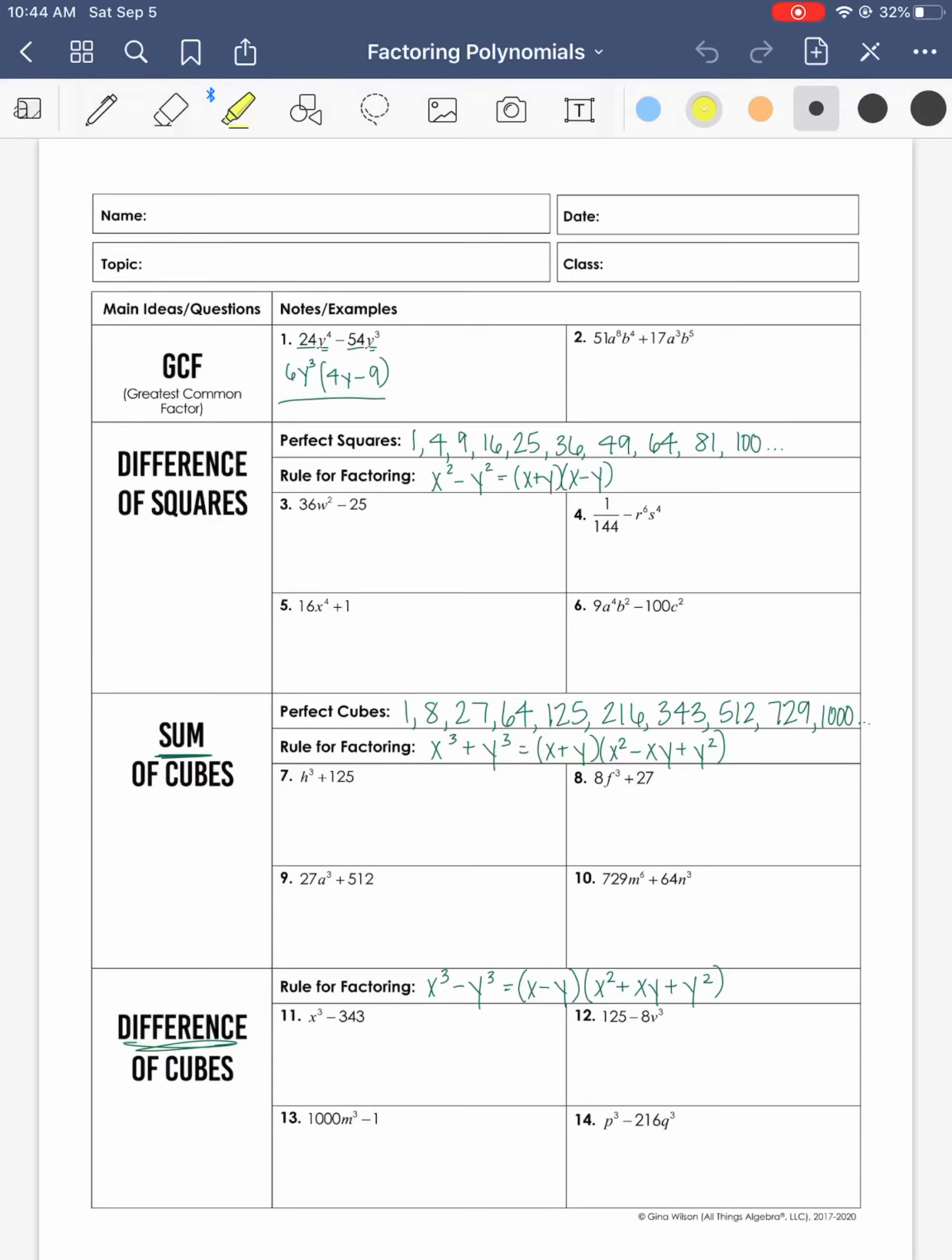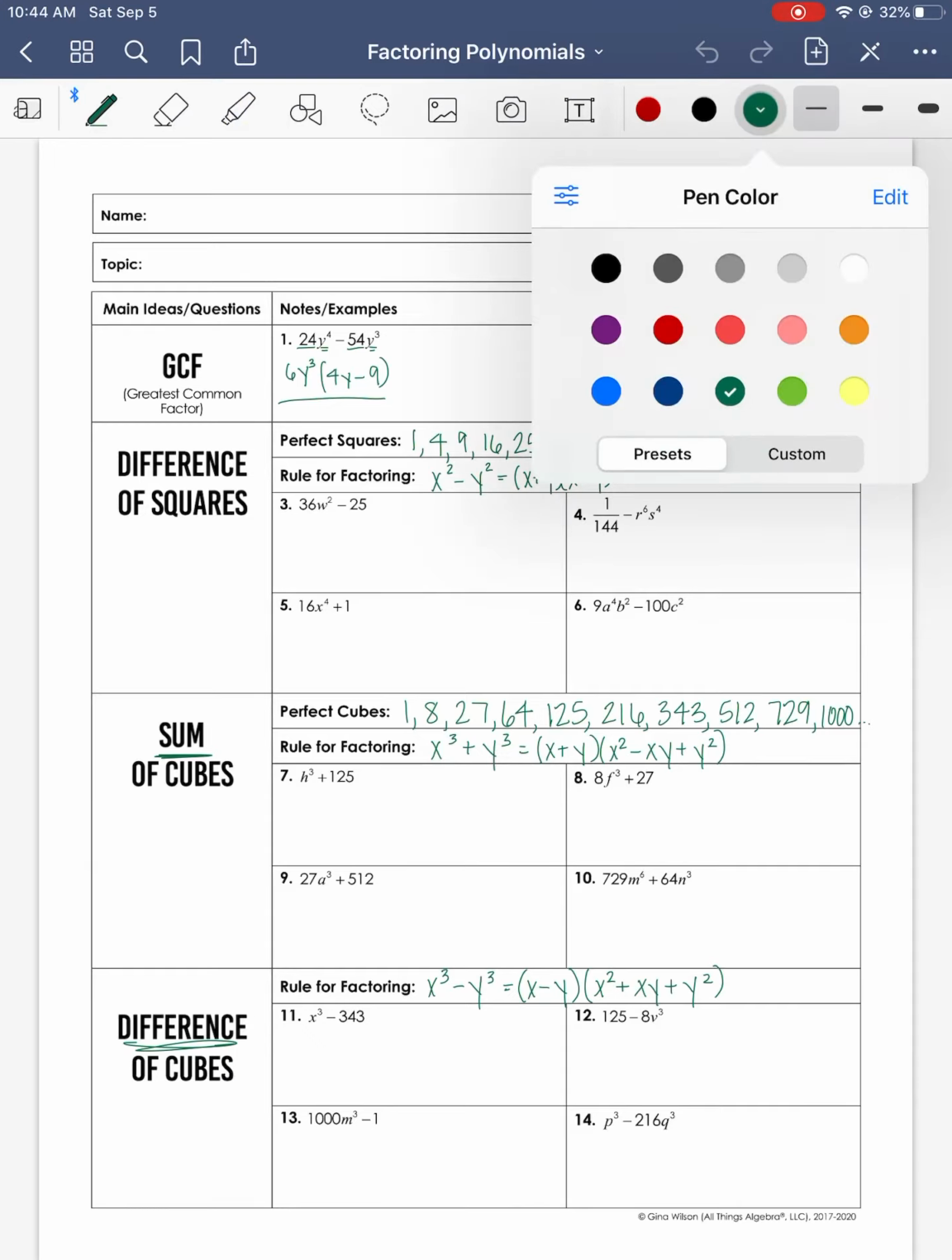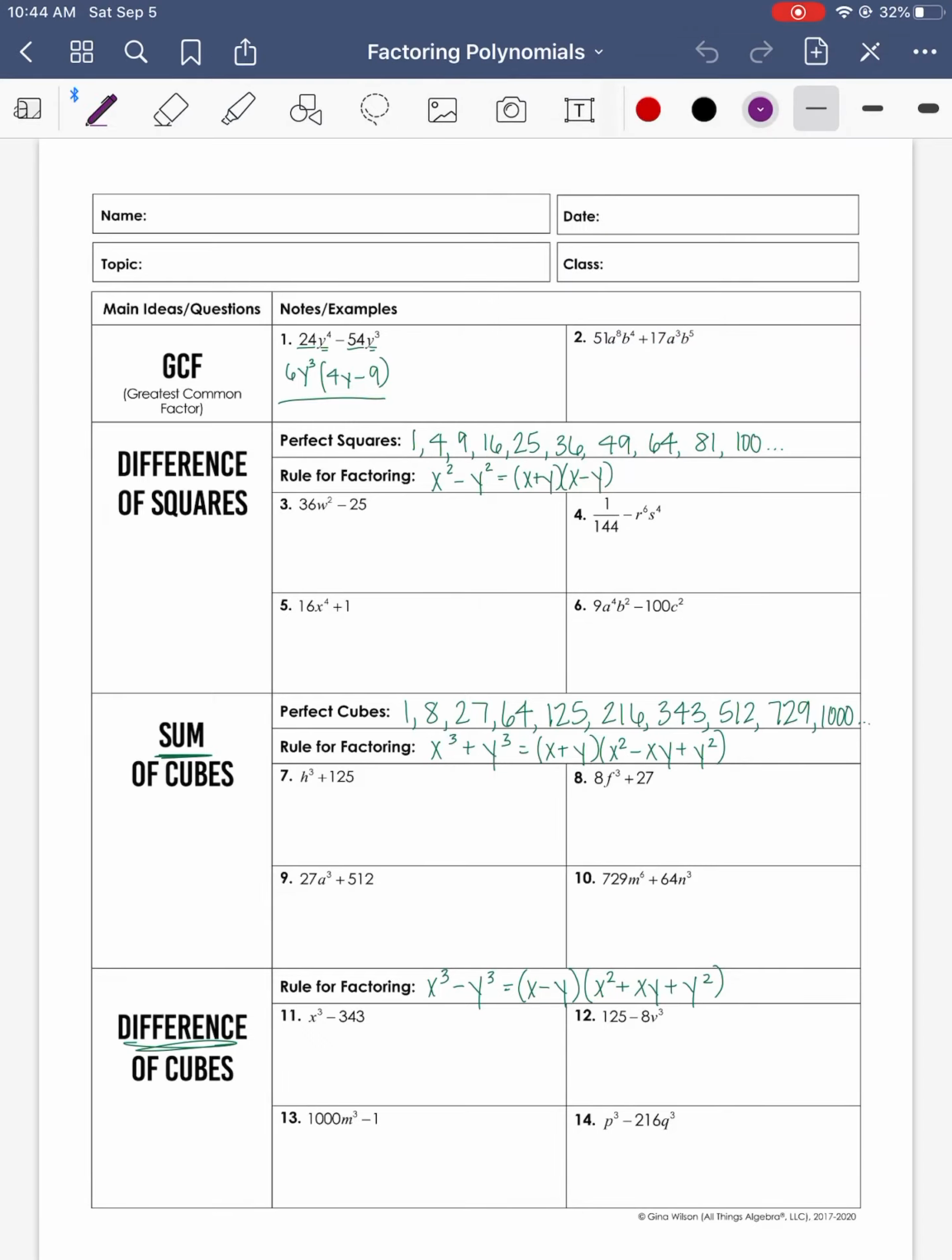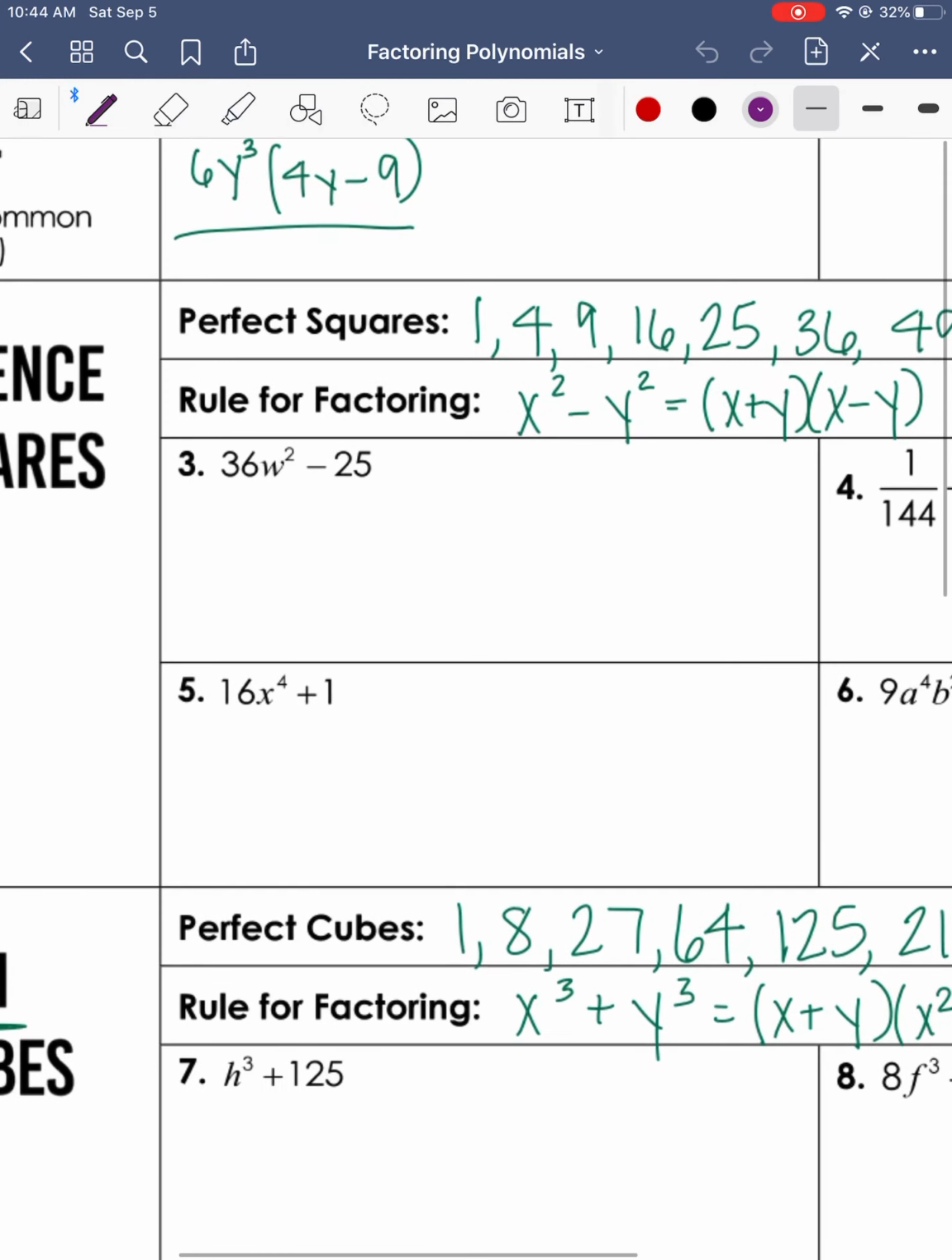Okay guys, as requested, I'm going to do a video of some examples on your second set of video notes in the practice questions that was on factoring polynomials. So I will do one from each section here. Well, I already did the GCF, so I'll start with the difference of squares, okay?